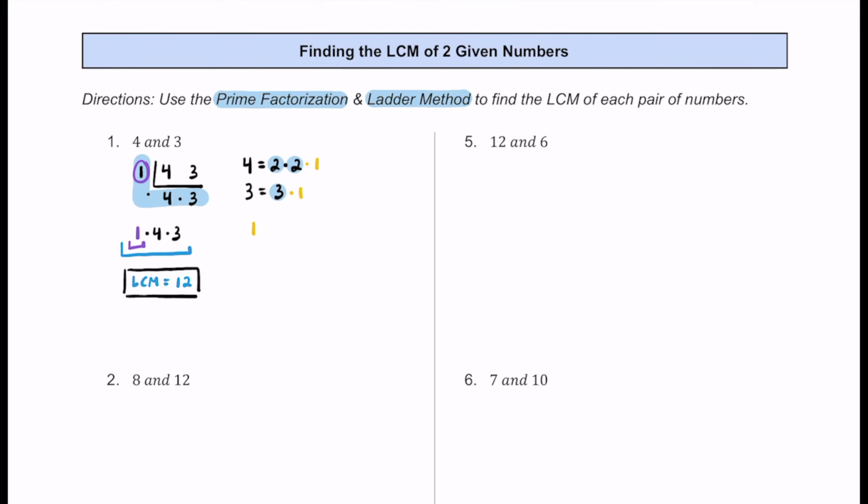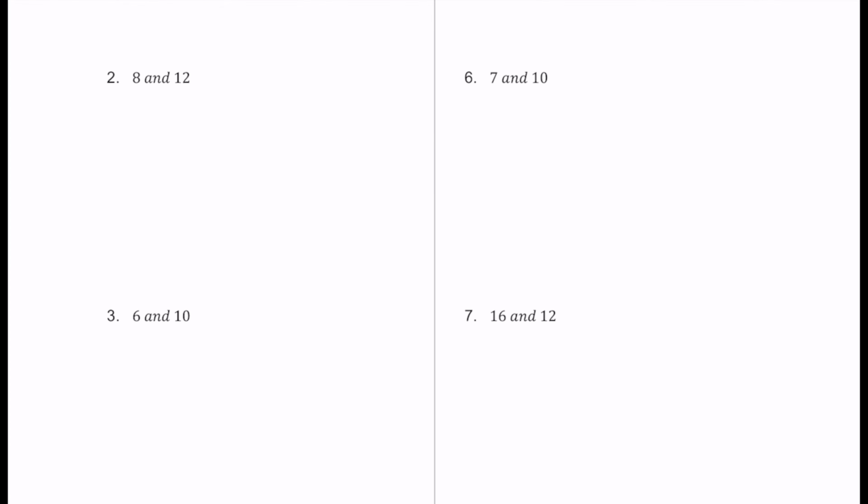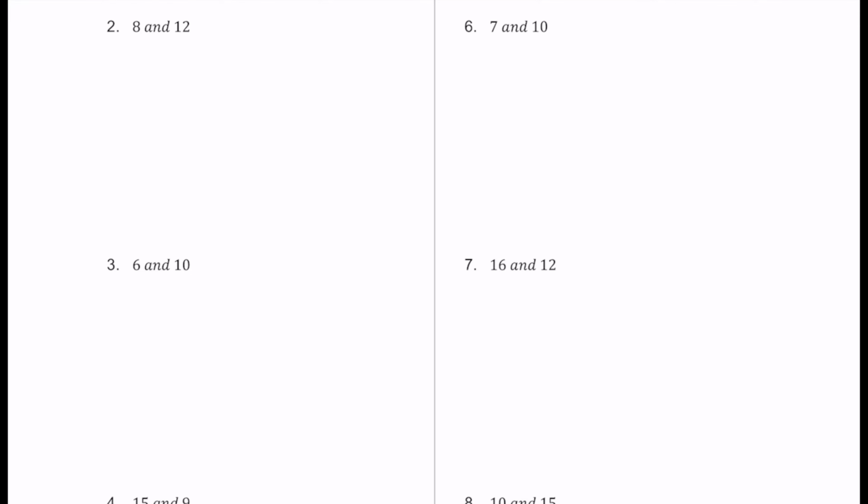So right here, you can notice 1 would be the GCF, and then you have your extra numbers of 2 and 2 and 3. These ones did not have anything in common, and that gets you your LCM of 12, and then that checks out, so everything must have been good. For number 2, we have the numbers 8 and 12, so let's see how that one's going to work.